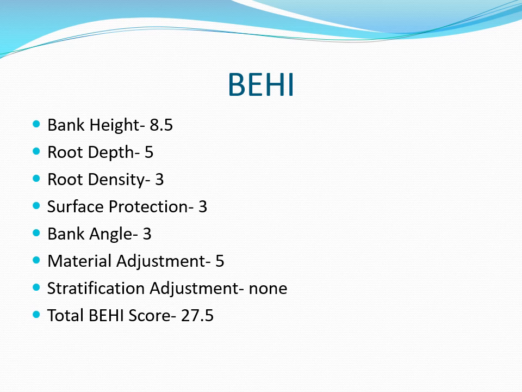Through that chart, my bank height was a score of 8.5. The root depth was a score of 5. The root density was a score of 3. The surface protection was a score of 3. The bank angle was a score of 3. The material adjustment was a score of 5. There was no stratification adjustment, and it left me with a total BEHI score of 27.5, which was on the high end of moderate.